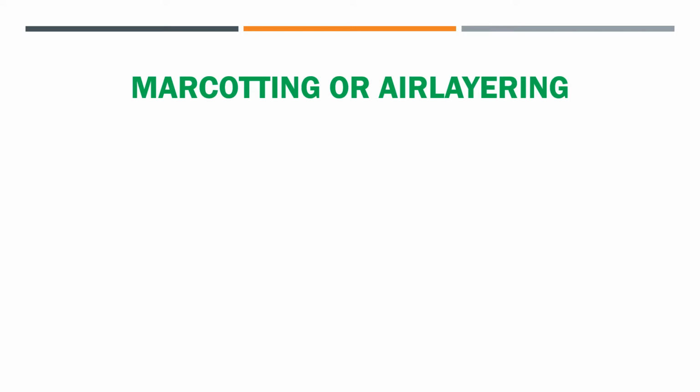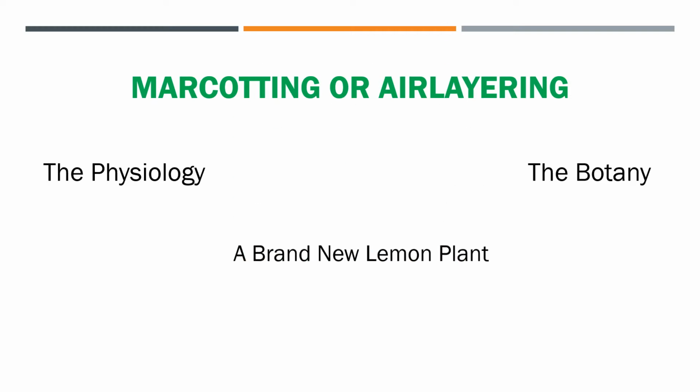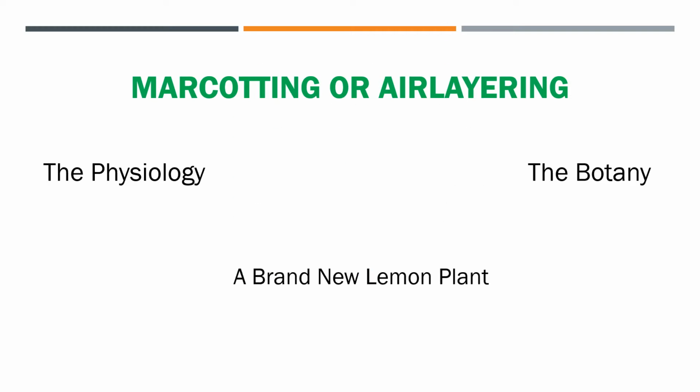Today our topic is about marcotting or air layering, which is one among the methods in plant propagation. So there's a need for us to understand first a little bit of physiology and a little bit of botany so that we will know what we are doing with our plant to come up with a brand new plant, or a brand new lemon plant as our example here.